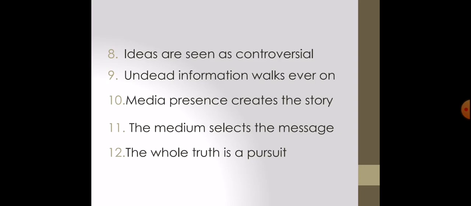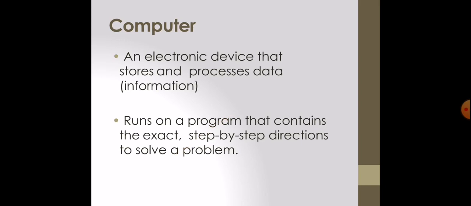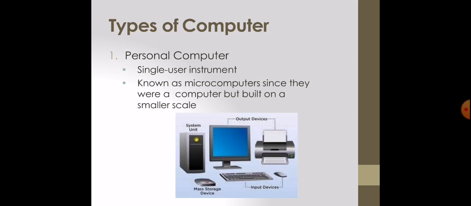Okay? So, let's talk about the different forms of information. We have the computer. A computer, an electronic device that stores and processes data or information, runs on a program that contains the exact step-by-step directions to solve a problem. Okay? We have different types of computer. We have the personal computer, single-user instrument, known as microcomputer since they were a computer but built on a smaller scale. We also have desktop computer.